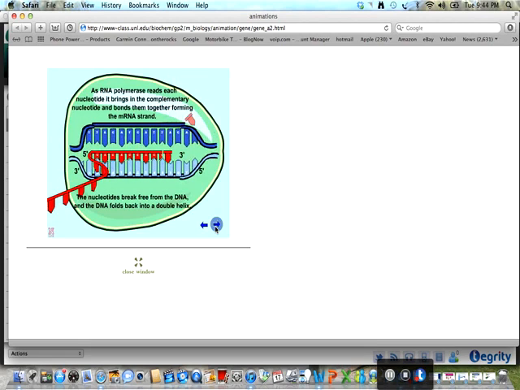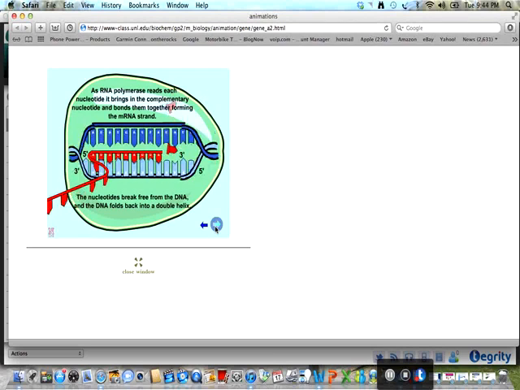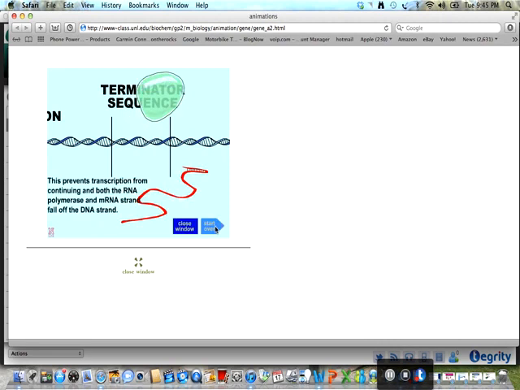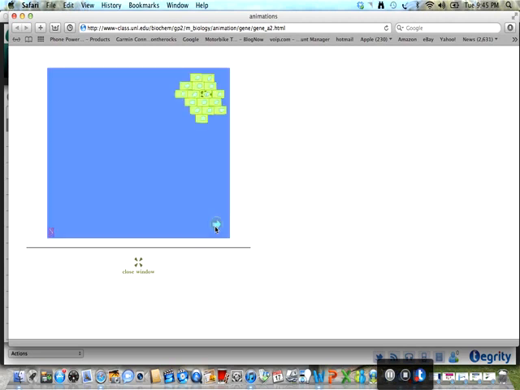As RNA polymerase reads each nucleotide, it brings in the complementary nucleotide and bonds them together, forming the mRNA strand. The nucleotides break free from the DNA, and the DNA folds back into a double helix. When the RNA polymerase reaches the termination sequence, the sequence causes the mRNA to fold back on itself. This prevents transcription from continuing, and both the RNA polymerase and mRNA strand fall off the DNA strand.